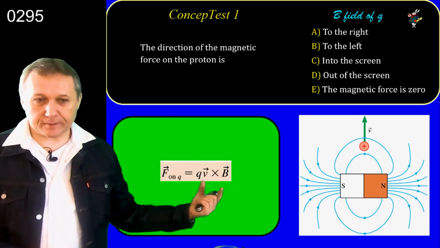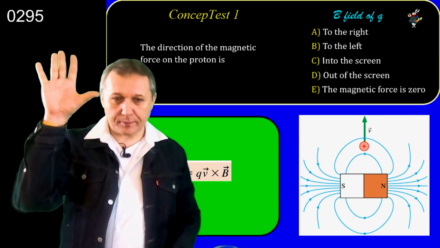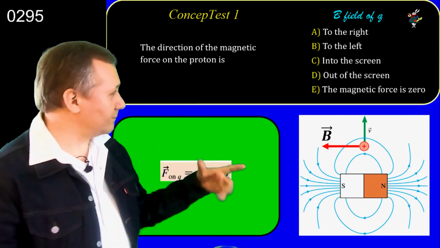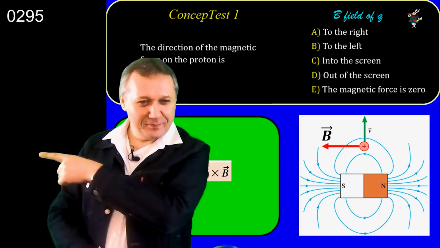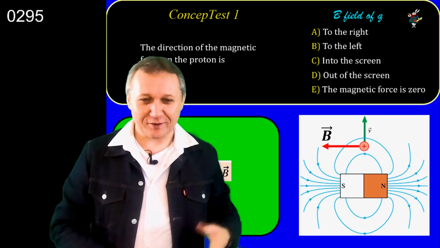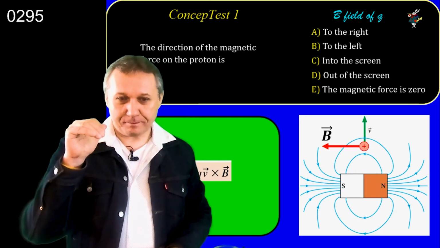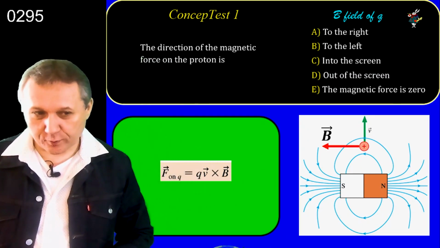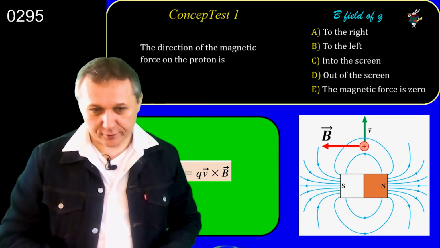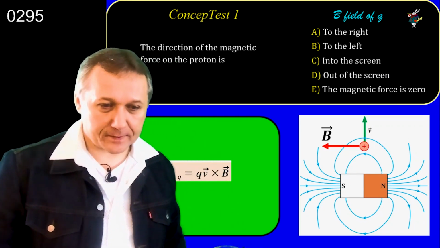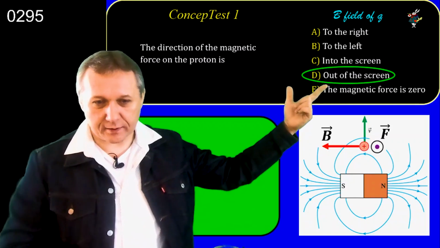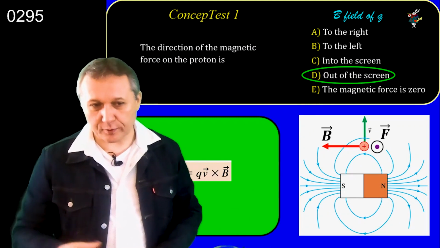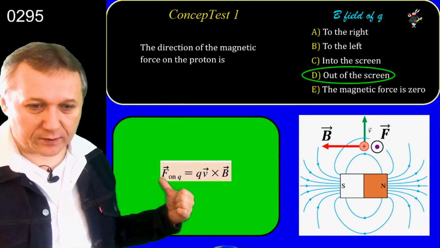Again, first the cross product, V cross B. So V is up, B is that way, right? Again, directions, confused with the directions. All right, so V cross B will be for you out of the screen, out of the screen. Those of you who picked D, yeah, that's correct. And since the charge is positive, the direction of the cross product gives us the direction of the magnetic force.